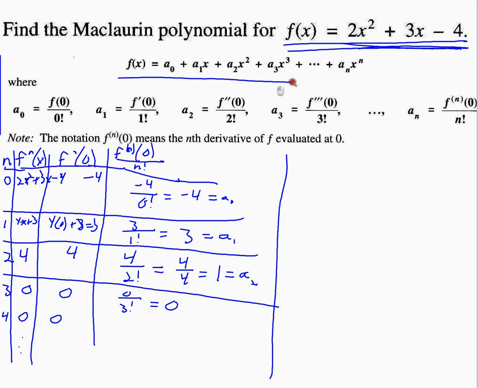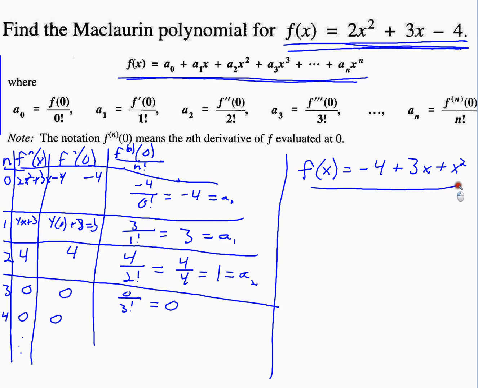So our Maclaurin polynomial is f of x equals a sub 0. Well, a sub 0 is negative 4, plus a sub 1 times x, which is 3x, plus a sub 2 times x squared, plus a sub 3, which was 0, 0x cubed, 0x to the fourth. So this is it right here. This is our Maclaurin polynomial. In fact, sometimes I'll put m of x, so we remember this is our estimating polynomial.